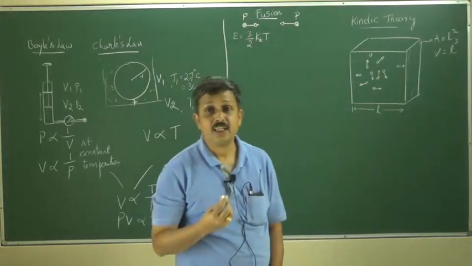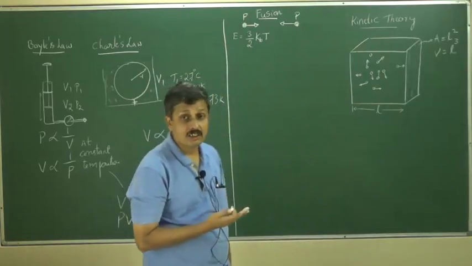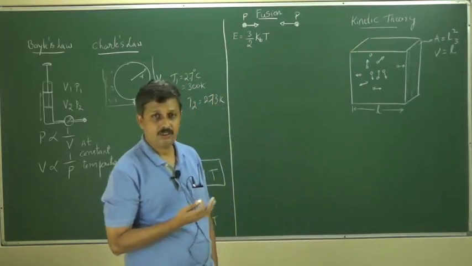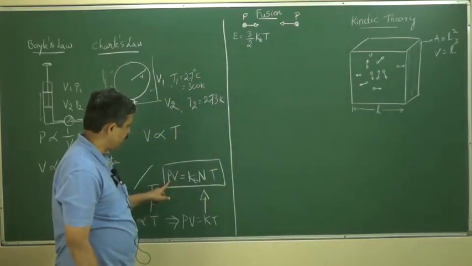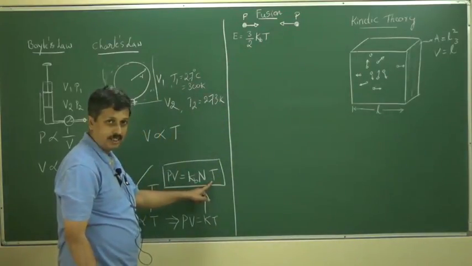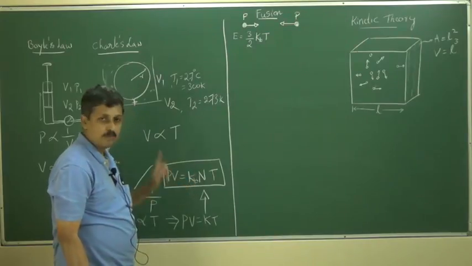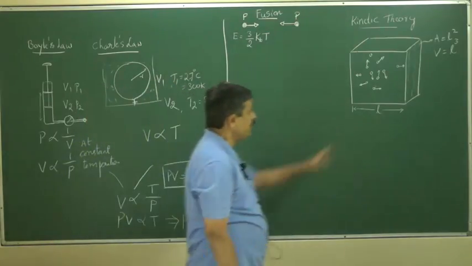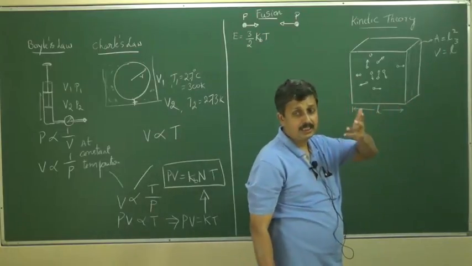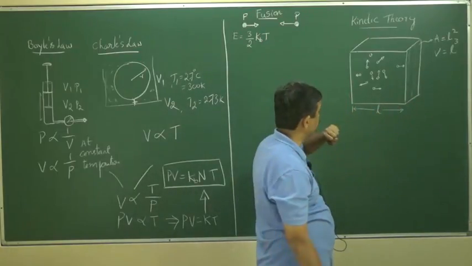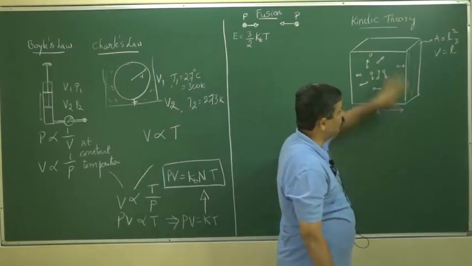There is a way you explain why pressure happens. Here, pressure we have defined in terms of volume, temperature, a constant, and the number of molecules. The kinetic theory of gases says pressure is simply nothing but all these molecules which are there inside.